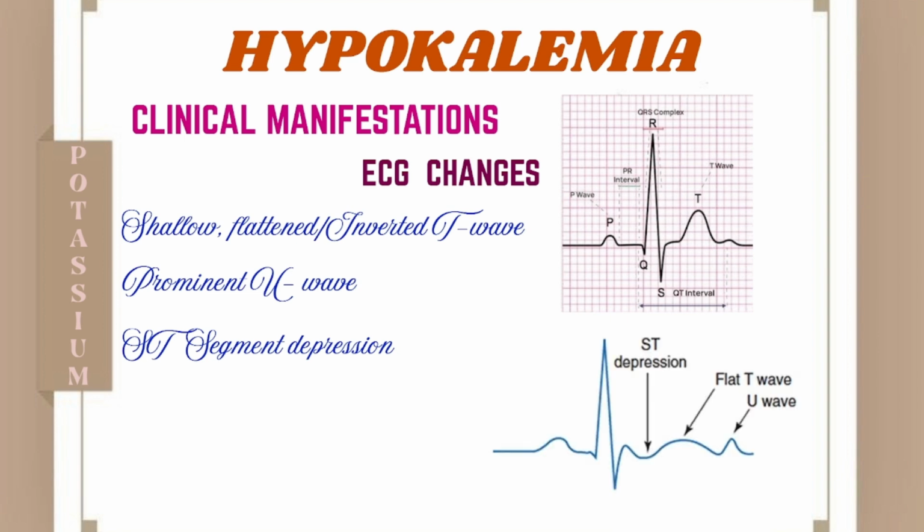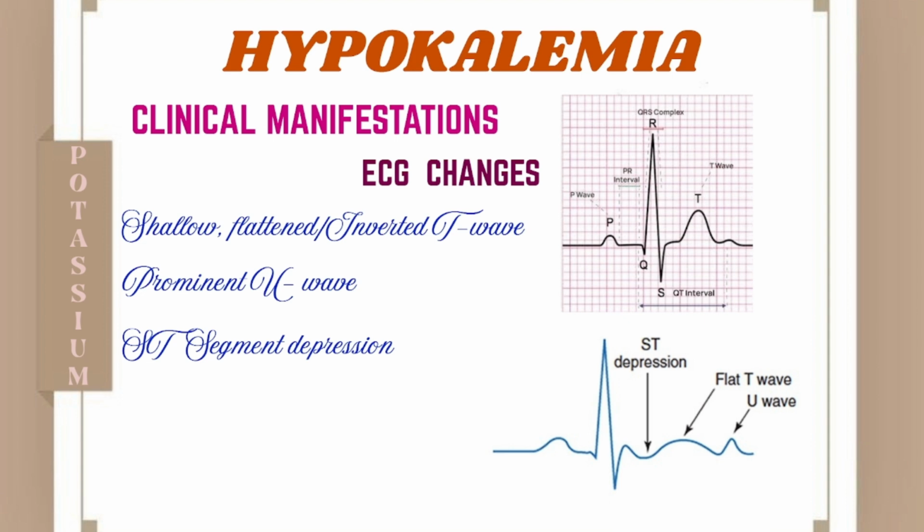This is the ECG in case of hypokalemia. As we can see, the ST segment is depressed. So, ST segment depression. Here the T wave is flat or shallow, we can say. Also in some cases there is inverted T wave. U wave. As we can see in normal ECG, the U wave is not prominent. But in the case of hypokalemia, there is prominent U wave. So these are the ECG changes that occur in hypokalemia.